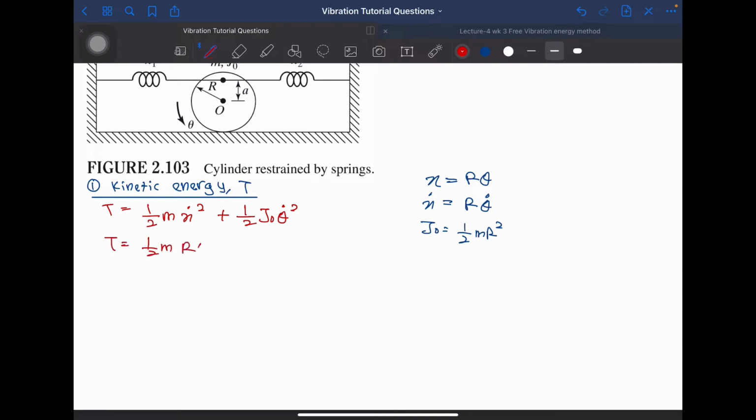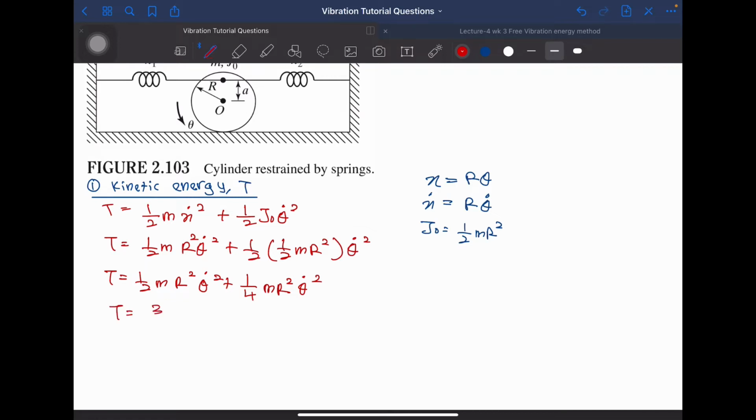So x dot squared will be r squared theta dot squared. J naught will be half m r squared theta dot squared. Settle if you can settle: one over 4 m r squared theta dot squared. Since both of these are the same basically, you can solve it further: 3 half plus 1 quarter, you get 3/4 m r squared theta dot squared.